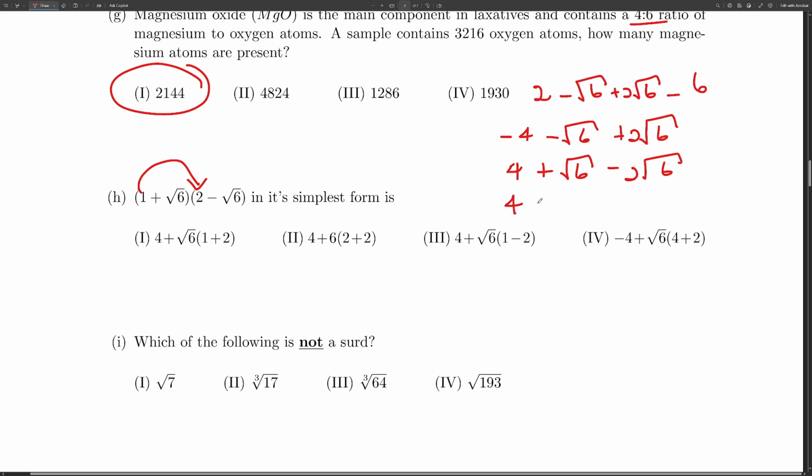So it's 4 plus, we have a root 6 and a root 6 here. I can factorize out the root 6. Root 6 into root 6 is 1. And root 6 into this here will be 2. So it's 4 plus root 6 into 1 minus 2. Does it look like any one of these here? Yeah, it does look like option 3. Right, so I'm going to circle this one here.